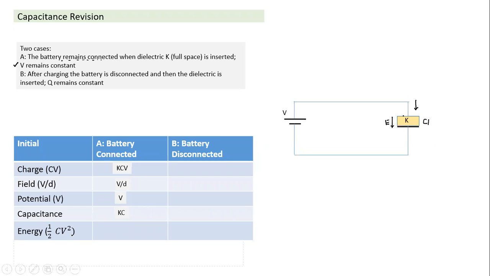And how about energy? Energy we can write in three forms: Q square by 2C or 1 by 2 CV square. So before it was inserted, this was the energy. Voltage has remained unchanged. Charge has become K times. Energy also becomes K times more. KU.